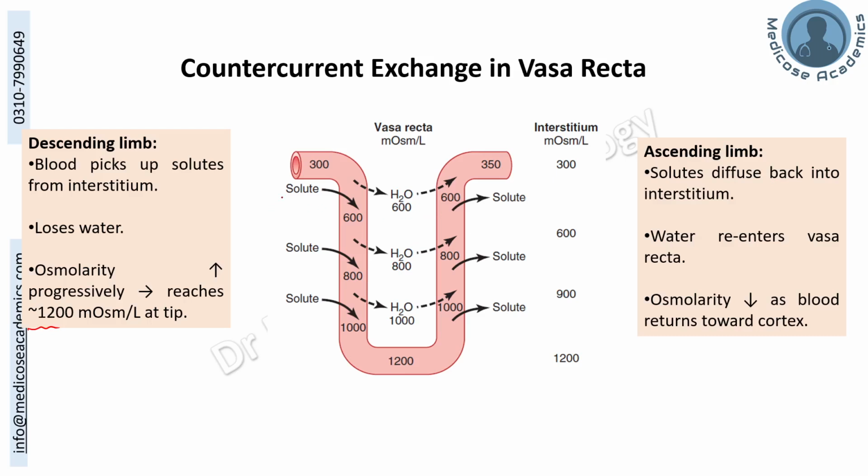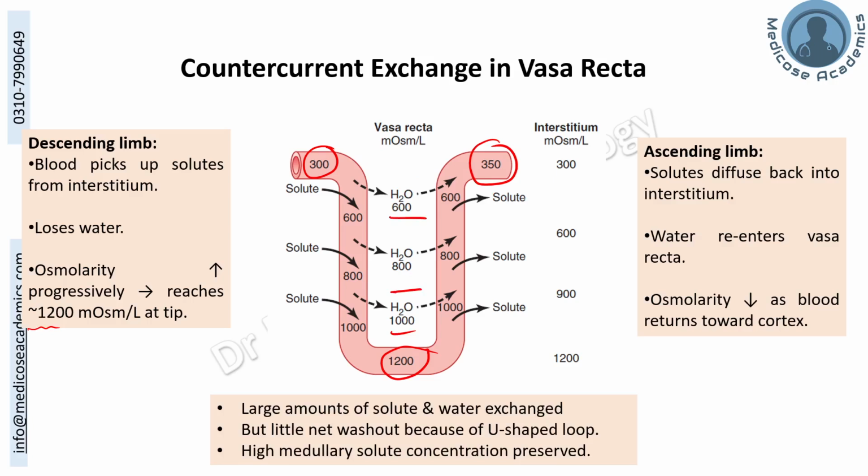So ultimately what happens? The plasma in this vasa recta entered at 300 milliosmoles per liter, increased osmolarity to 1200 while descending down. While ascending up, the osmolarity was back to approximately 300 milliosmoles per liter. So it did not take away any excessive solutes. What it took in while descending, it gave back while ascending, thus maintaining the osmolarity in the renal medullary interstitium. Although large amounts of salt and water were exchanged, there was little net washout because of the U-shaped loop, and high medullary interstitium osmolarity was preserved.